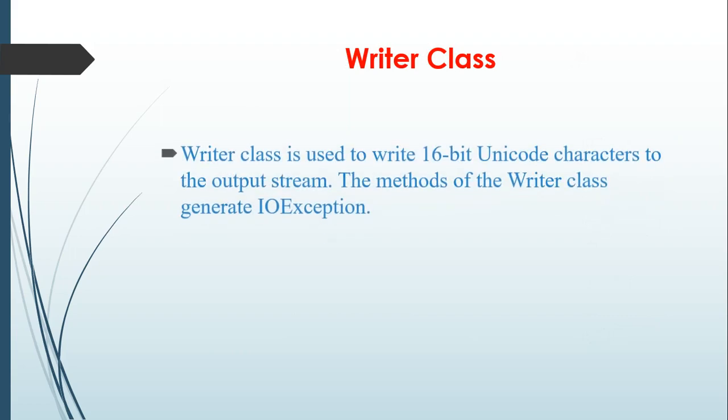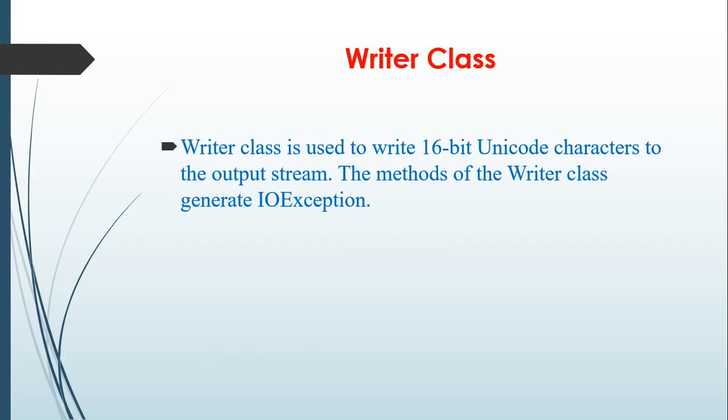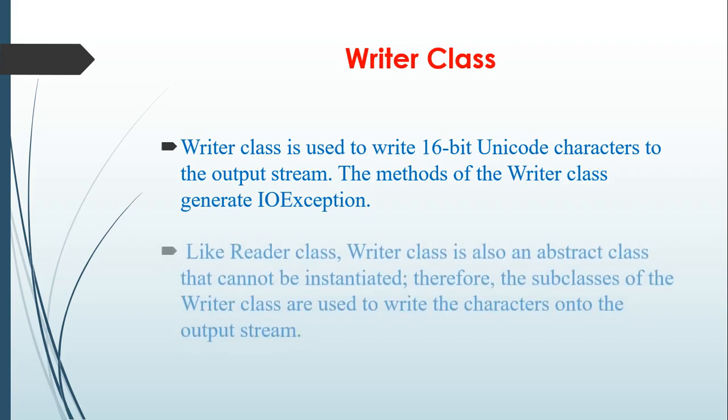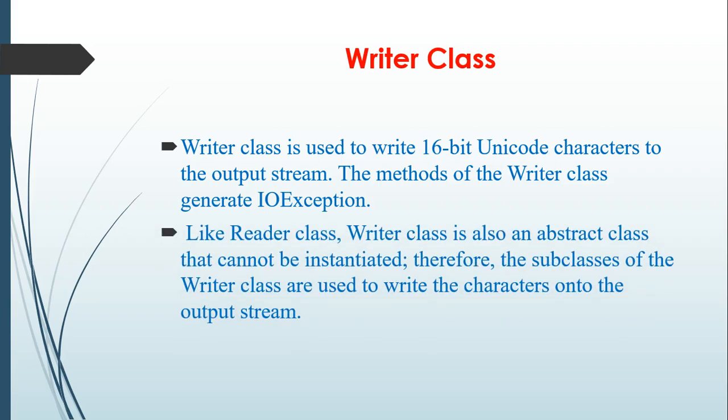Writer class. Writer class is used to write 16-bit Unicode characters to the output stream. The methods of the writer class also generate the IOException. So it is recommended to use the throws clause of IOException while using the writer class. Like reader class, writer class is also an abstract class that cannot be instantiated. Therefore, the subclasses of the writer class are used to write the characters onto the output stream.